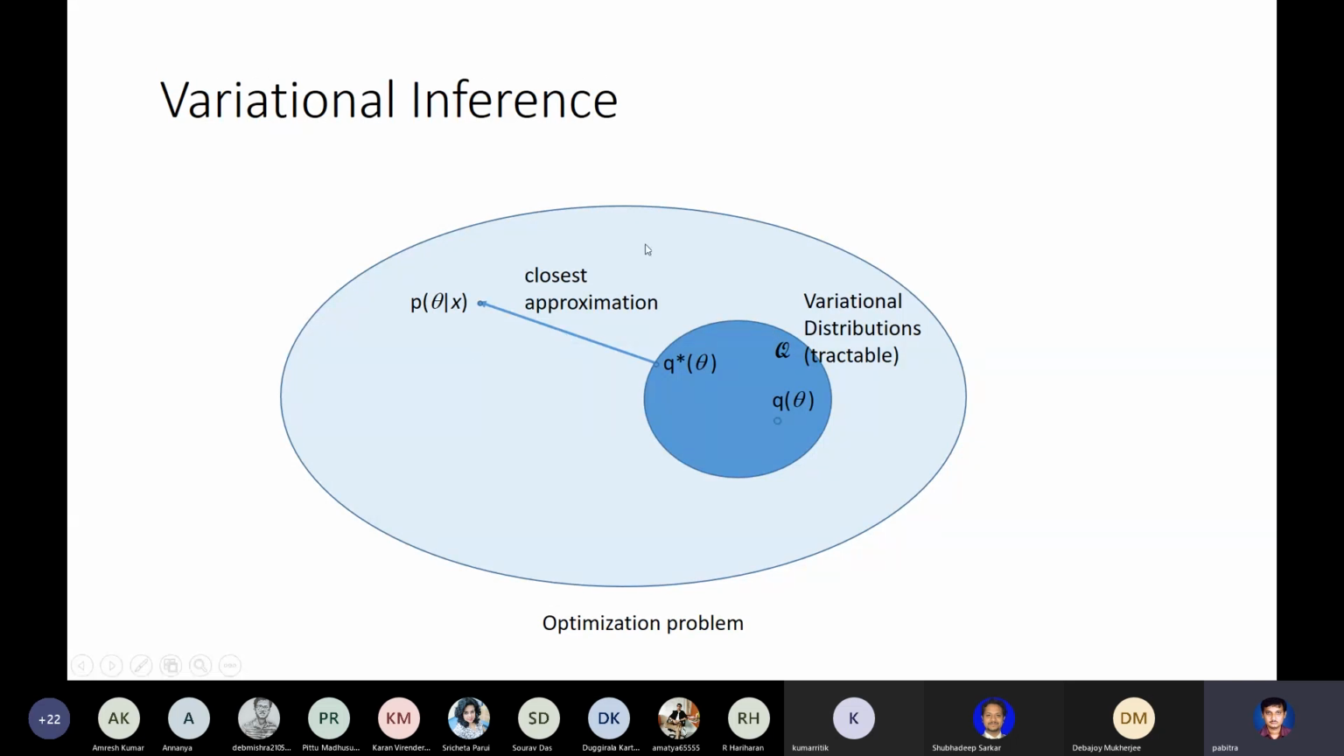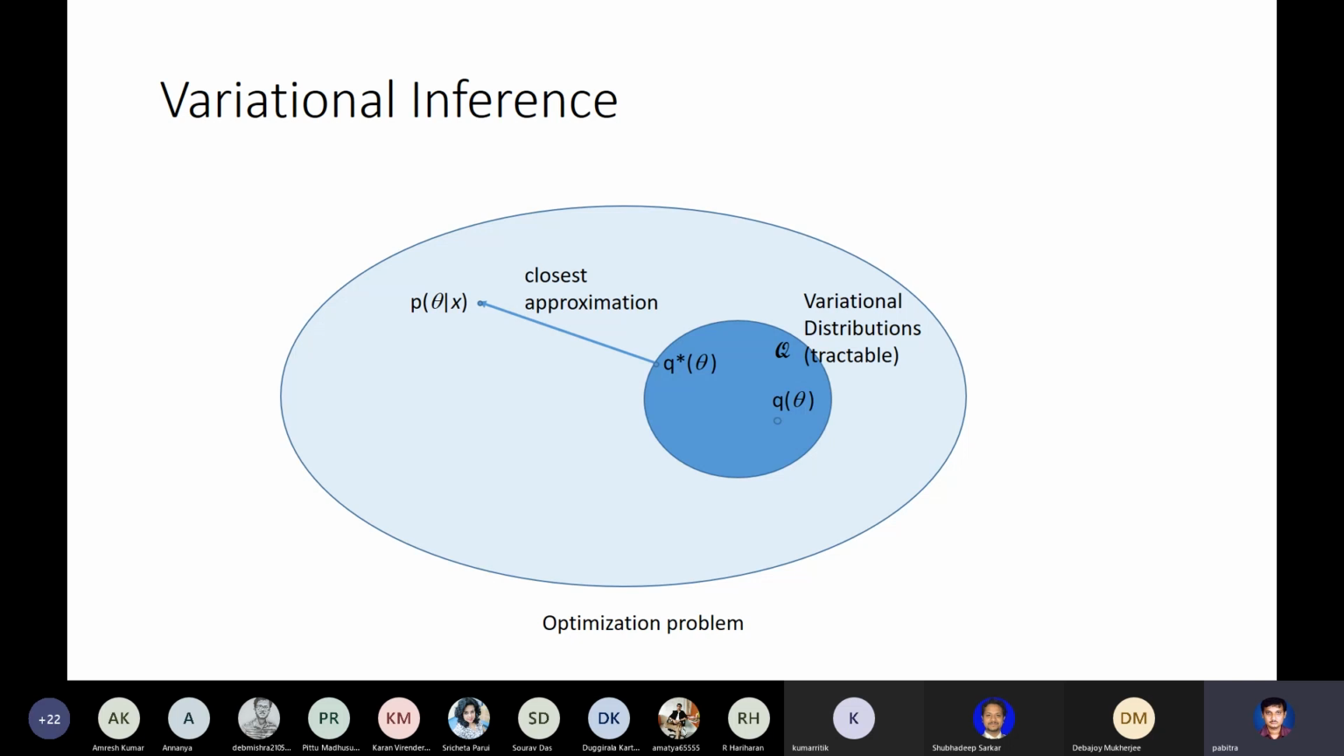And so it's a set of all distributions. And this p theta given x, the posterior, is one point in this set, which is difficult to compute. But we have a set of distributions which we call script Q. We name them variational distributions, which are more tractable, simpler, and easier to compute. Let us see what it means exactly by easier to compute. Basically, the integration should be easier to do.